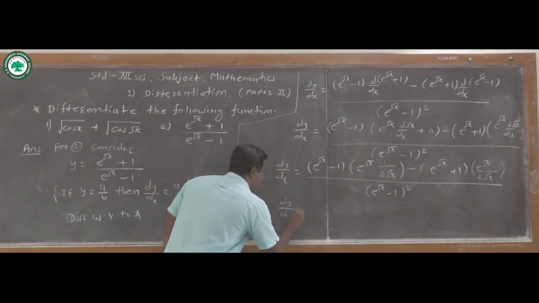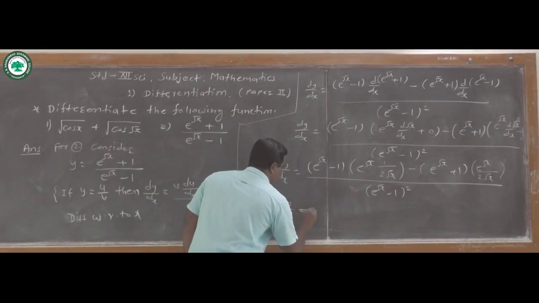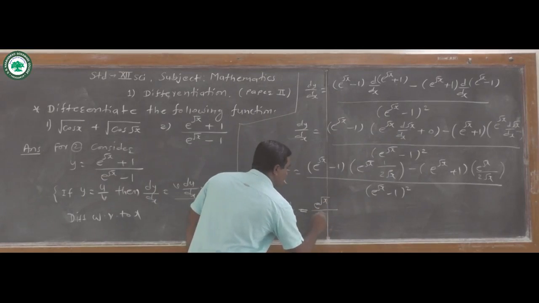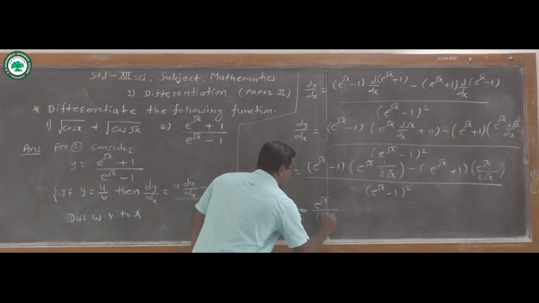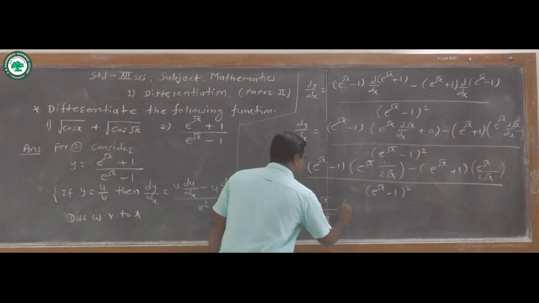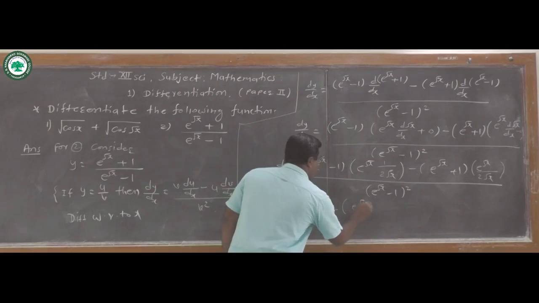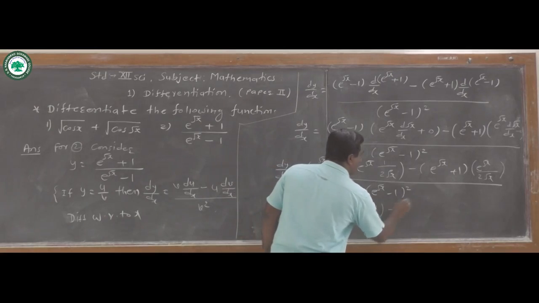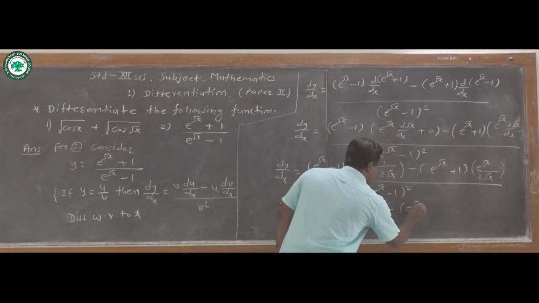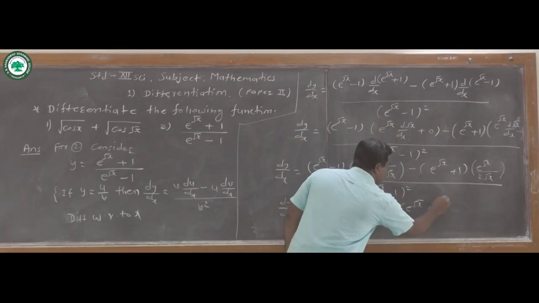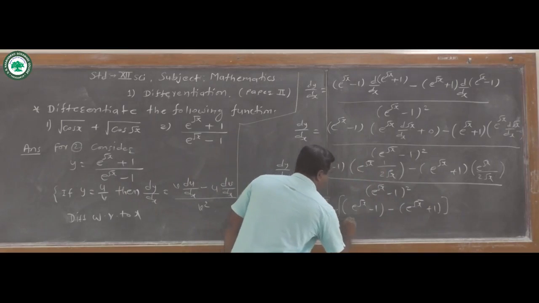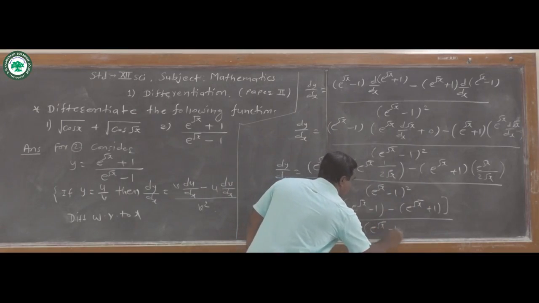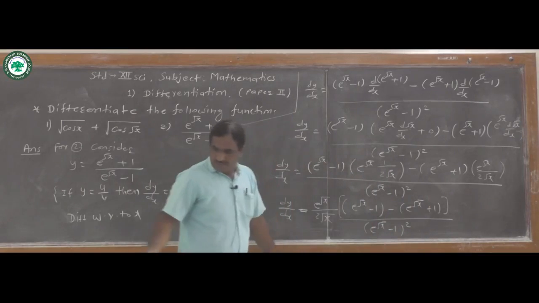Therefore dy by dx is equal to e raised to root x upon 2 root x into, in bracket, e raised to root x minus 1, minus, here remains, e raised to root x plus 1, divided by this term as it is, that is e raised to root x minus 1 bracket square. Okay.